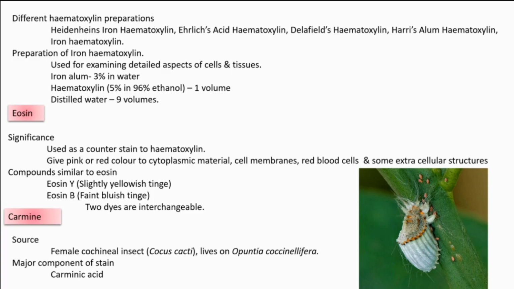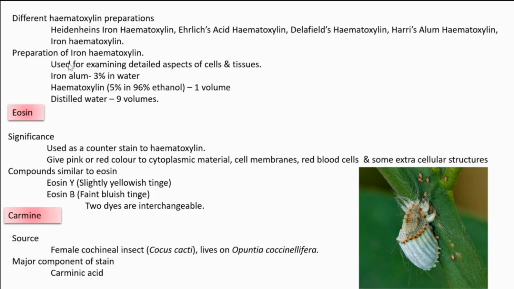Which are the different preparations of hematoxylin? Heidenhain's iron hematoxylin is one type of hematoxylin preparation. Then Ehrlich's acid hematoxylin, another preparation. Delafield's hematoxylin, another one. Harris alum hematoxylin, another one. Then iron hematoxylin. These are the different hematoxylin-based preparations used to stain the chromatin.